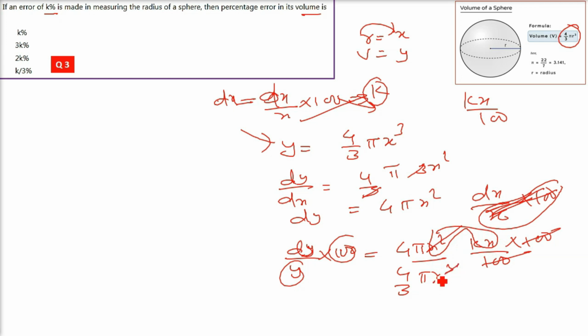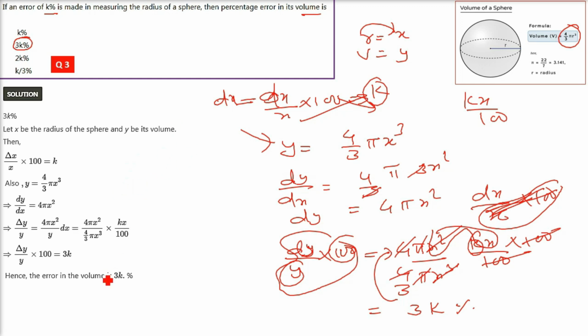From here, the pi goes, 4 vanishes, 3 goes up. K is still there, so 3k. So dy by y into 100, that is the percentage error in its volume, is 3k% if an error of k% is made in measuring the radius of a sphere. This is the way you are going to put it on the paper.